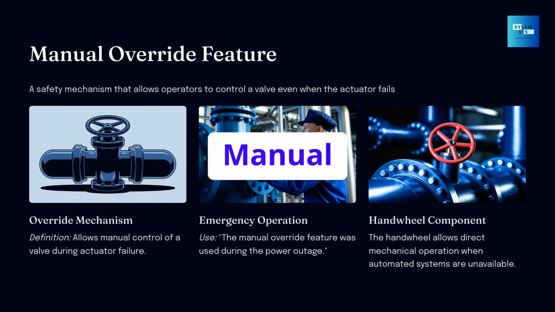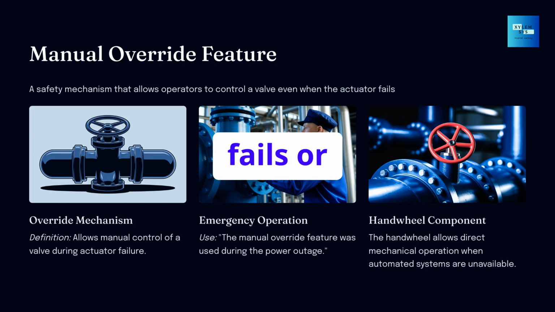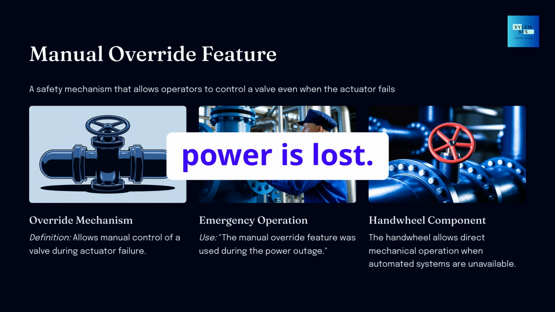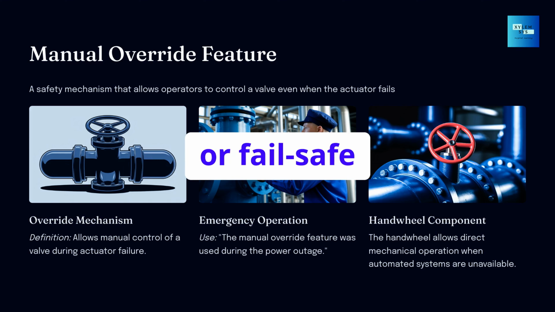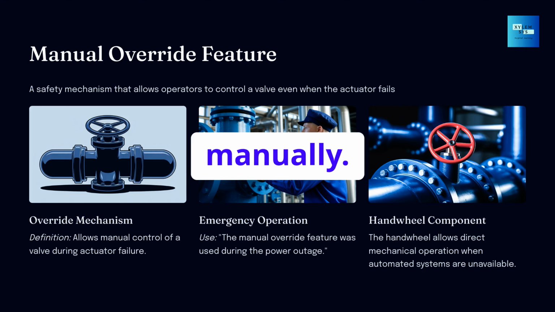6. Manual override feature. A manual override feature allows an operator to manually operate a valve in case the actuator fails or power is lost. This is important for emergency or fail-safe operations. The manual override feature was used during the power outage to shut off the steam supply manually.